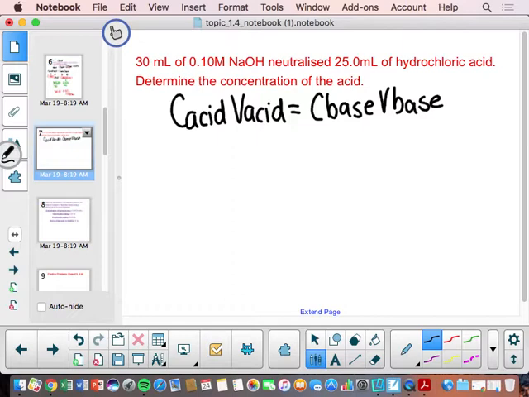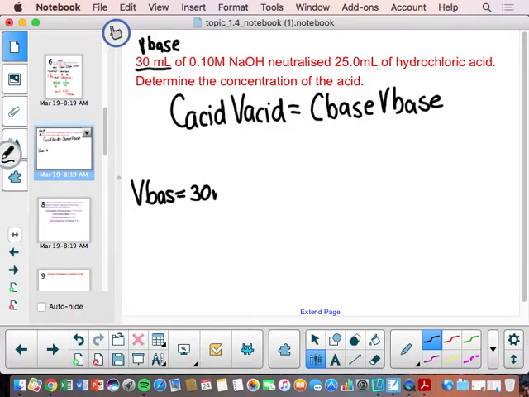What's 30 milliliters? Is that a concentration or a volume? Kelvin. 30 milliliters, a concentration or a volume? Okay. It's a base, yeah. It is a base, but is it a concentration or a volume of a base? Perfect. So Kelvin says 30 milliliters is our volume of our base. And he's right. So I'm going to write volume base.